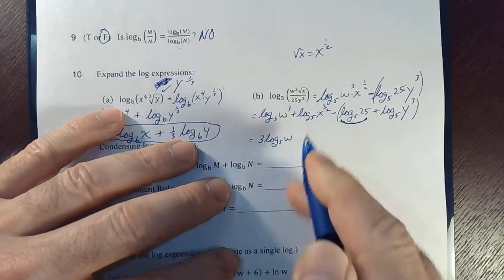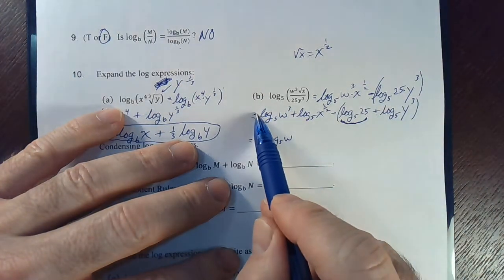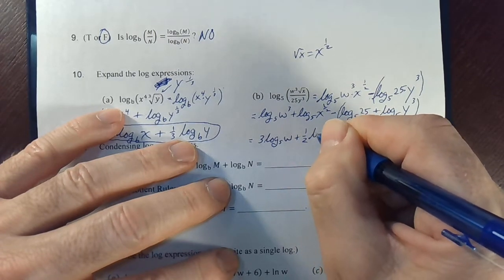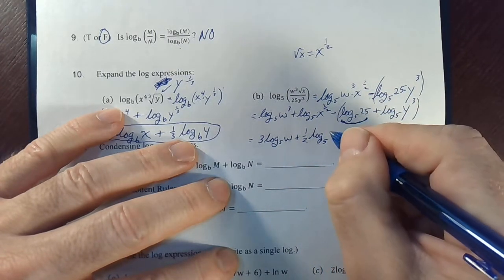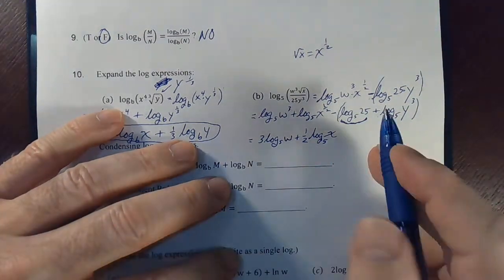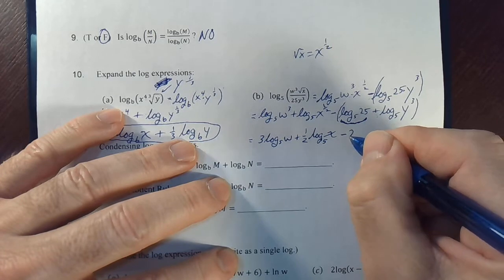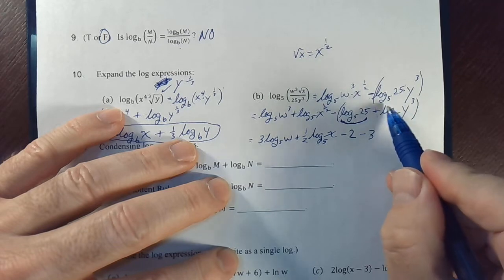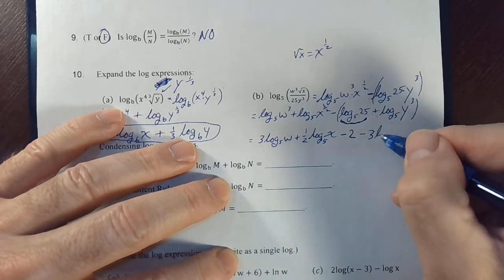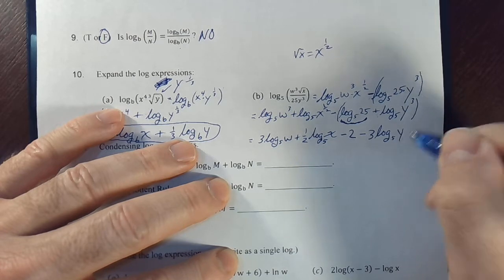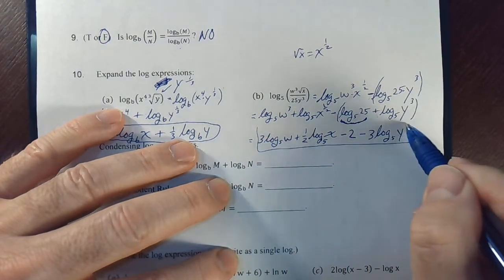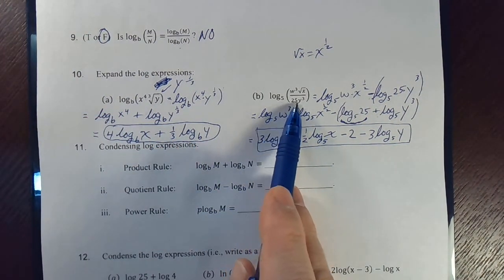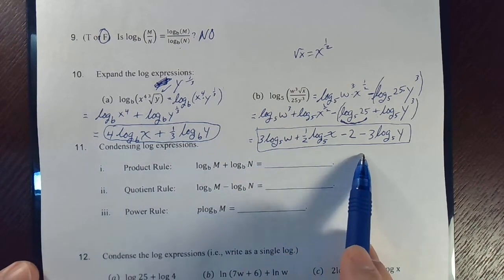Log base 5 of w. I brought the 3 down to the front using the power rule. Then I'm going to do the same with the 1/2 here. Plus 1/2 log base 5 of x, minus this, which is minus 2, and minus, bring the 3 down using the power rule, the exponent, 3 log base 5 of y. I think that covers it all. So we expanded this log into this long expression.